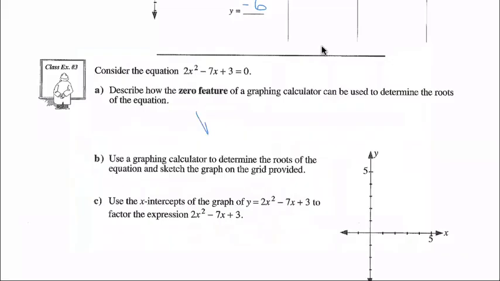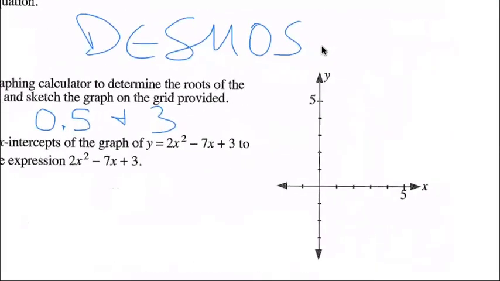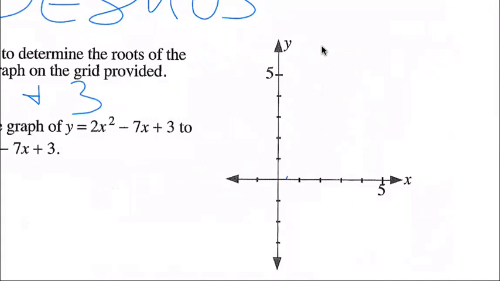So I'm using Desmos. If you have a graphing calculator and you want to know how to graph this, come and see me and I'll happily show you. But this was 0.5 and 3. It says use a graphing calculator to determine the roots of the equation and sketch the graph on the grid provided. So now we have to put this on the grid provided here. So 0.5 is here. 3, 1, 2, 3 is here. There are my two x-intercepts.